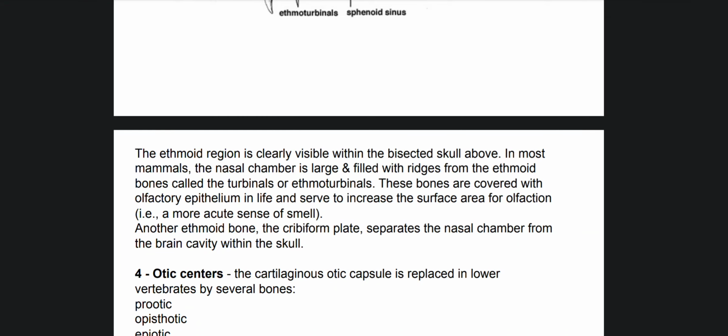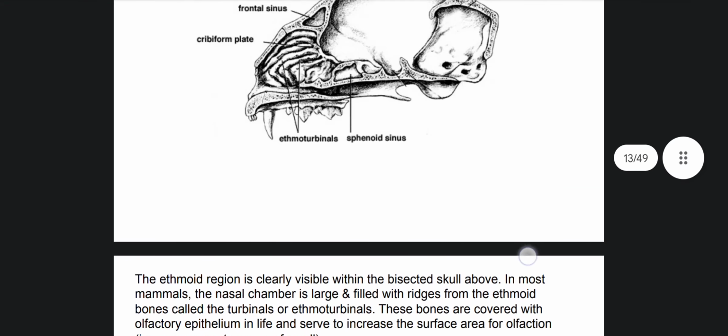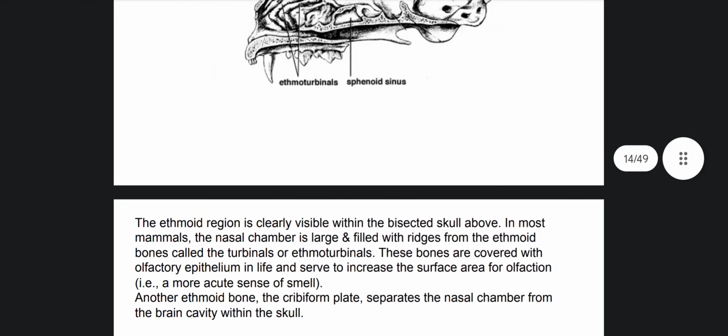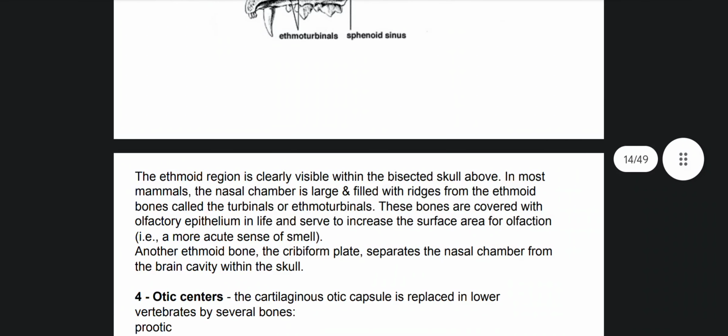In our nasal region, the whole nasal cavity is separated by this ethmoid bone, and it is externally covered by the cartilage.